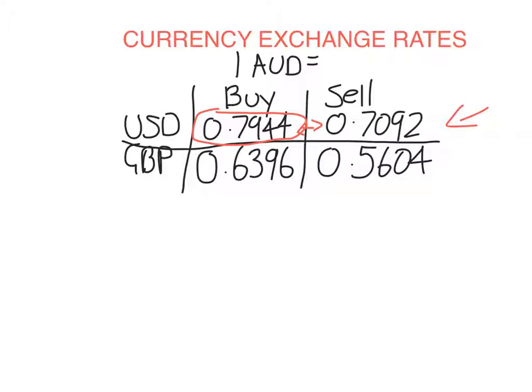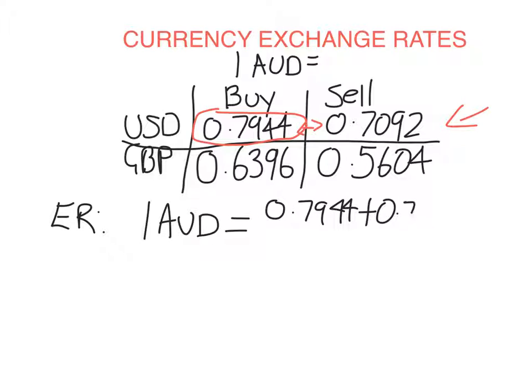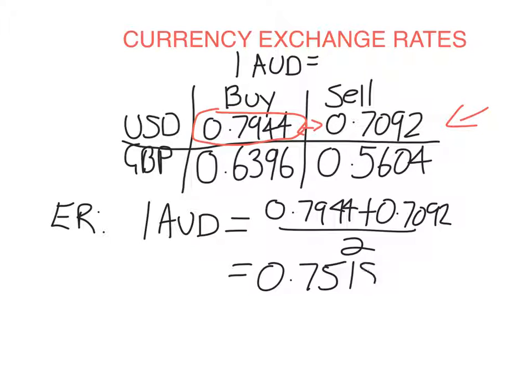So the exchange rate, I'll put ER for exchange rate. One Australian dollar is worth... To figure that out, we add the two numbers together and divide by 2. That's how we find the average of two numbers. So if you put that on your calculator, you get 0.7518. So one Australian dollar is worth 0.7518 US dollars, or 75.18 US cents.